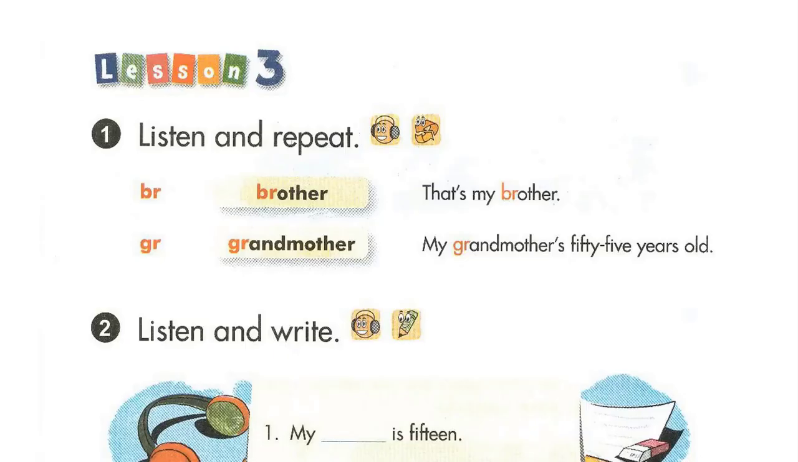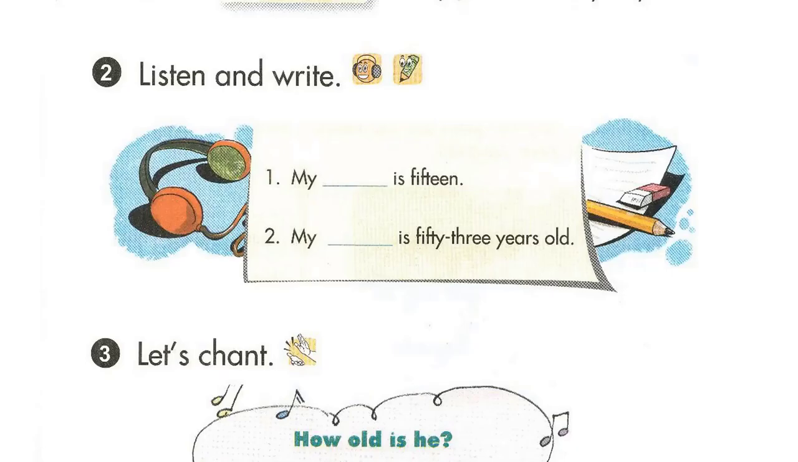Page 10. Lesson 3. Activity 1. Listen and repeat. Br. Brother. That's my brother. Gr. Grandmother. My grandmother's 55 years old. Page 10. Lesson 3. Activity 2. Listen and write. 1. My brother is 15. 2. My grandfather is 53 years old.